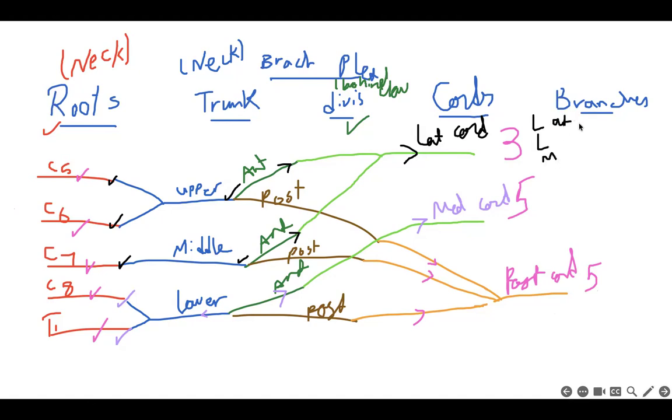Lateral pectoral nerve, which supplies the pectoralis major. Lateral root of median nerve. And musculocutaneous nerve, which supplies the muscles of the anterior compartment of the arm: biceps, brachialis and coracobrachialis. So these are the branches of the lateral cord: L, L, M. Lateral pectoral nerve, lateral root of the median nerve, and the musculocutaneous.